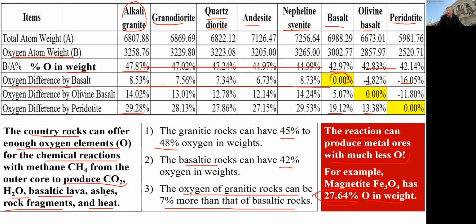So here you can see 47. Okay, so this one is very small. So in a way it can release lots of oxygen and produce so that the volcano has lots of metal ores there. Okay, so like iron, like copper, okay, or other metals, massive.